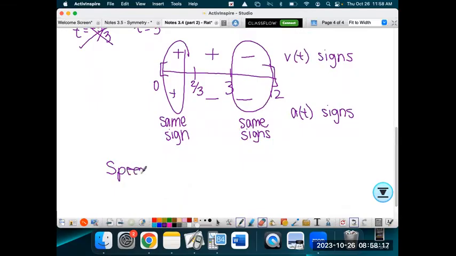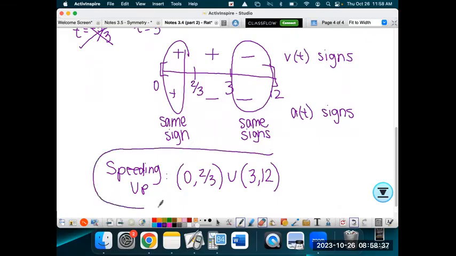All right, in the end, my particle is speeding up from 0 seconds to 2/3 seconds and 3 seconds to 12 seconds. I'm not including the endpoints because technically my particle is transitioning from speeding up to slowing down and vice versa, or my particle is just getting started moving or just ending moving. And that is it. If you have any questions, make sure you ask.